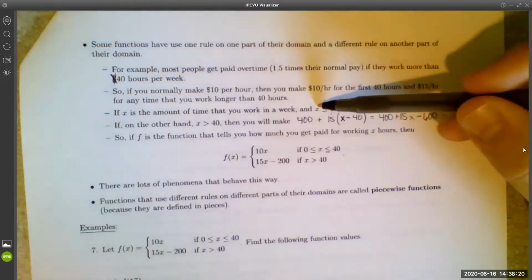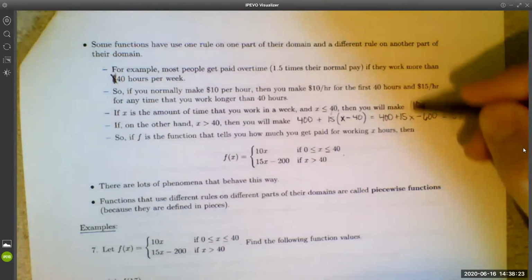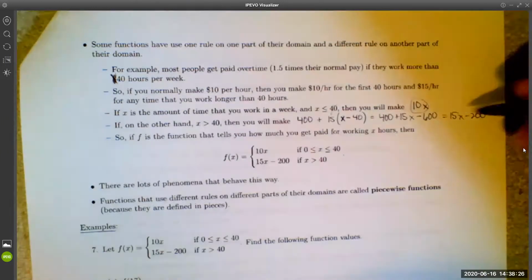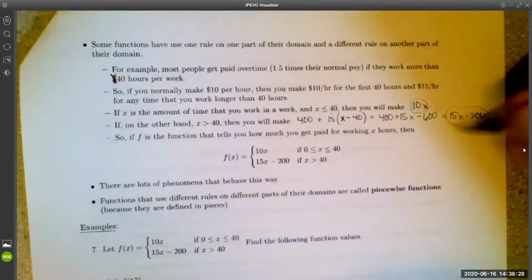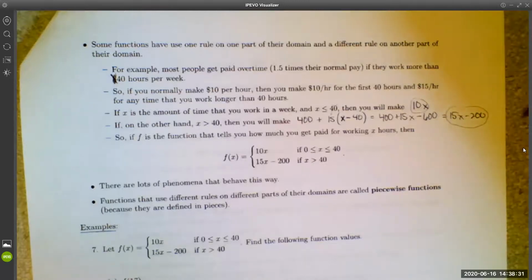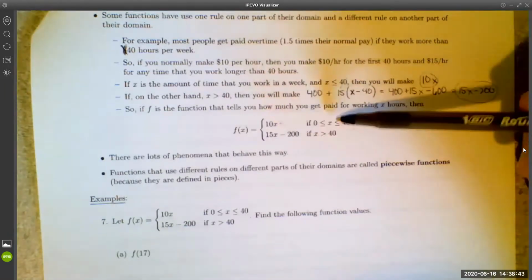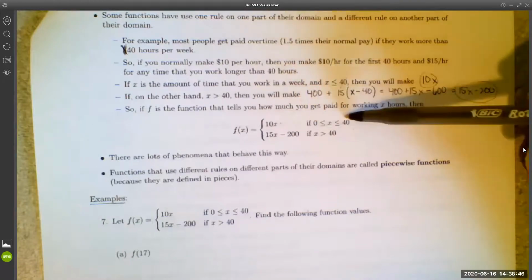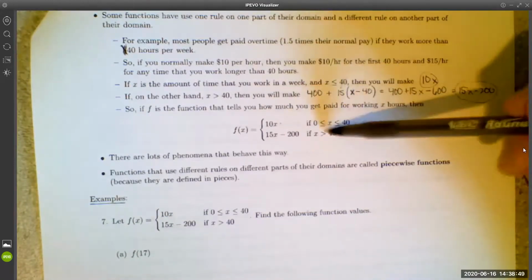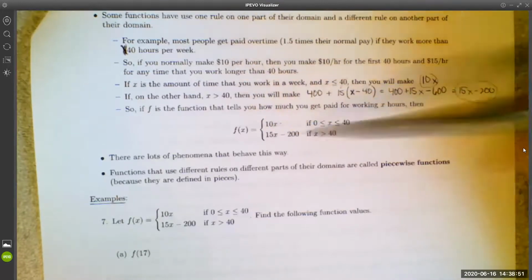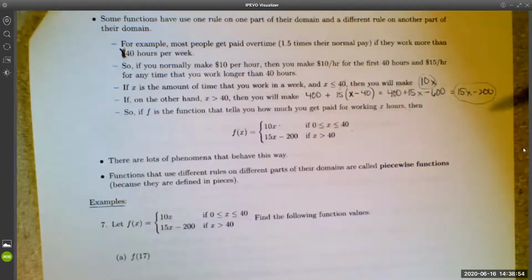Okay, so if you work for less than 40 hours, you make 10x dollars. If you work for more than 40 hours, then you get paid 15x minus $200. So if you wanted to come up with a function that tells you how much you get paid for working x hours, then this is the function you would have to write down, right? You would say, well, I make 10x dollars if I work for some amount of time between 0 and 40 hours. But if I work for more than 40 hours, then I'm going to make 15x minus $200.